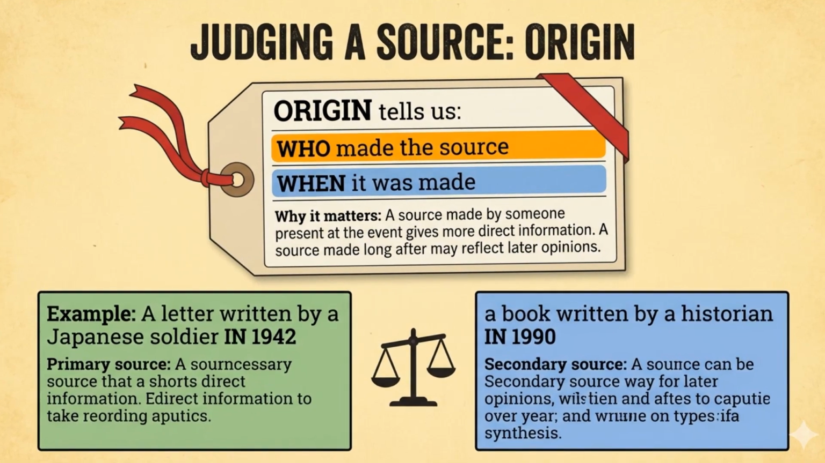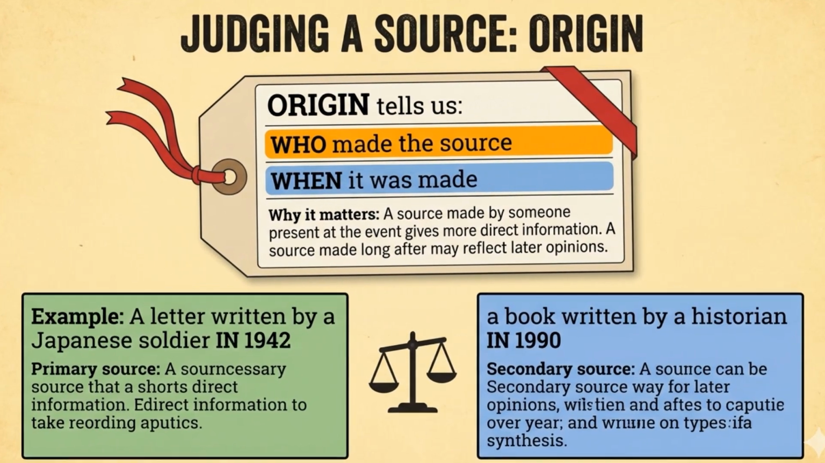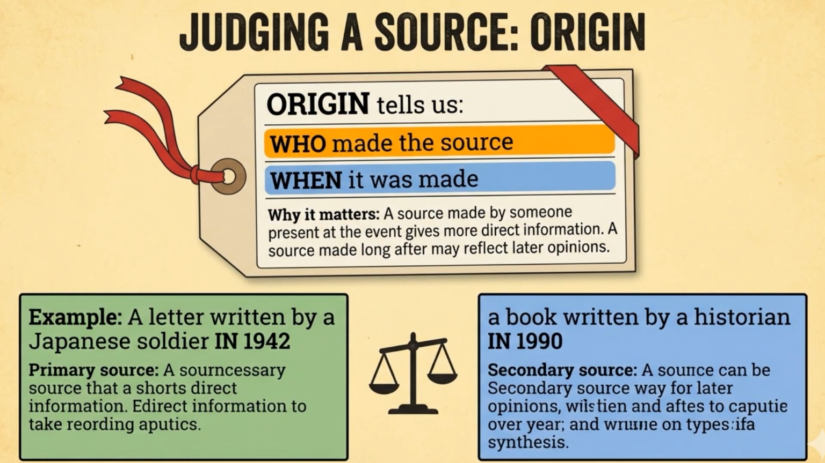Once you have a source, you do not just read it and accept everything it says. Historians ask 3 key questions to judge a source, and the first is about origin. Origin tells us who made the source and when it was made. Why does this matter? Because a source made by someone who was present at the event gives you more direct, first-hand information. A letter written by a Japanese soldier in 1942 is coming straight from the experience.